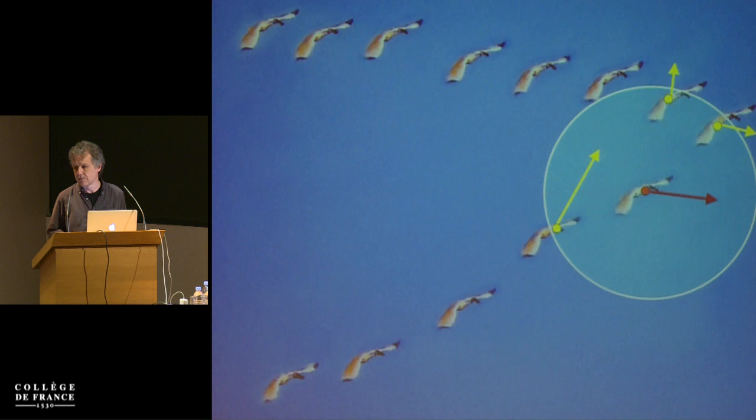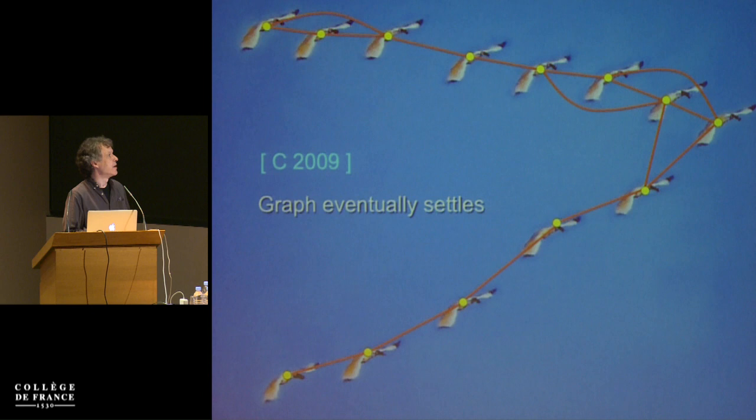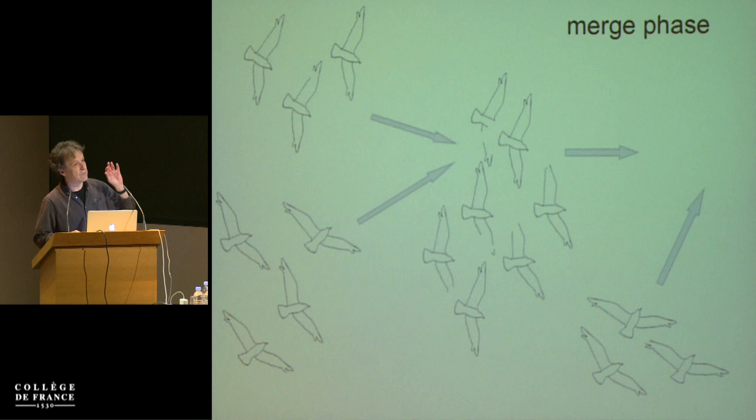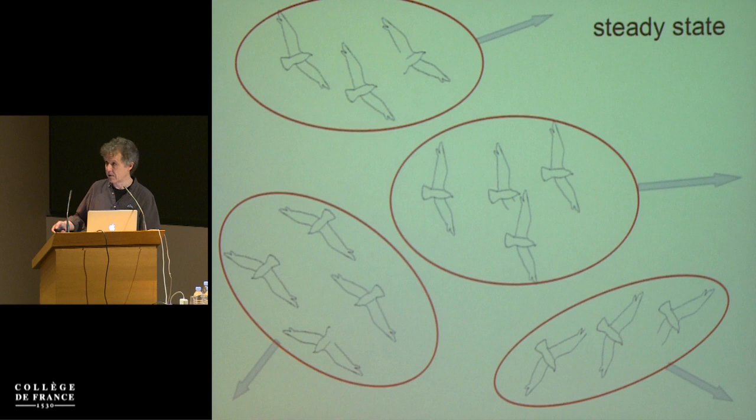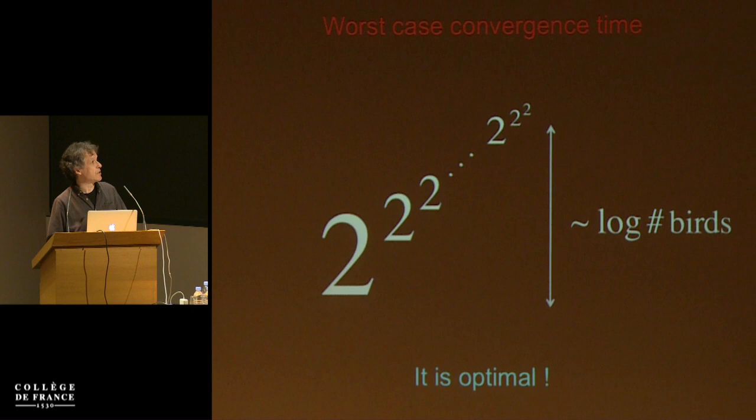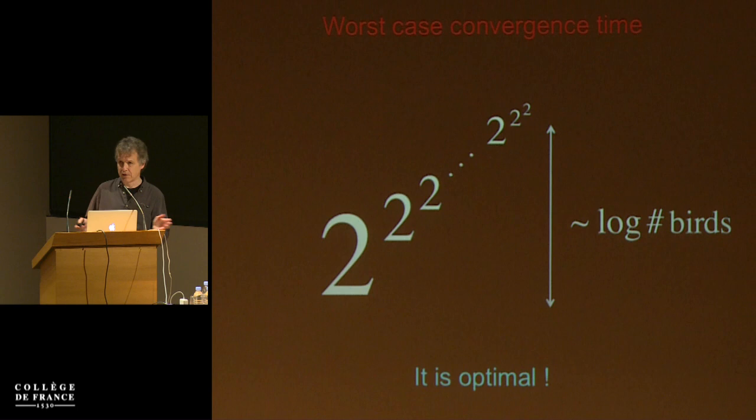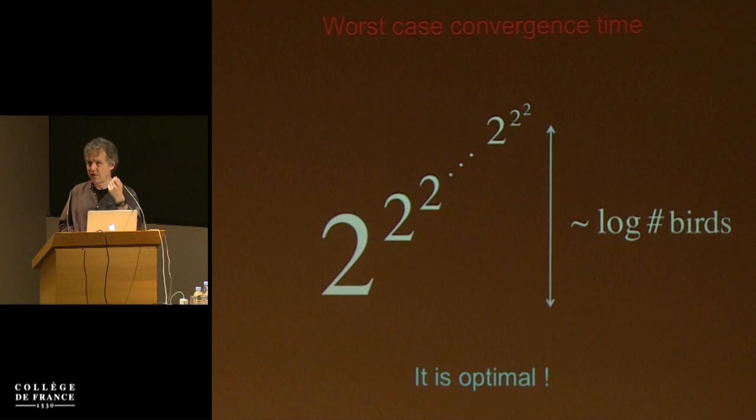So what you can show is that the birds will fly and it'll be a big mess, but after a while they'll start merging into flocks, and then finally the flocks will reach steady state and that'll be the end, okay? Now this is interesting because you can show that the worst case convergence time is a tower of twos of height log the number of birds. This is a very strange function, it's not very common. But this is optimal, actually. This system, the Hegselmann-Krause model, actually this function is like the busy beaver function of that computer.